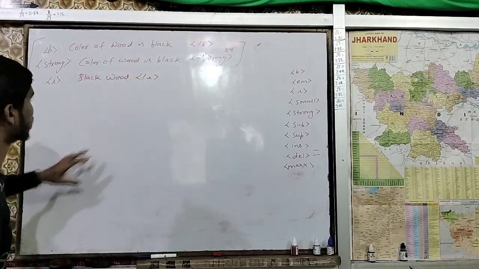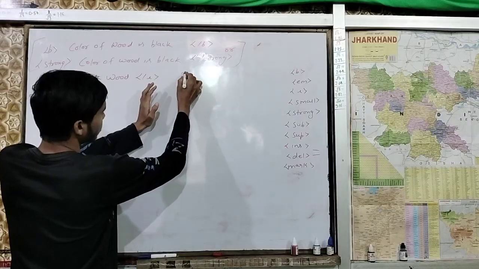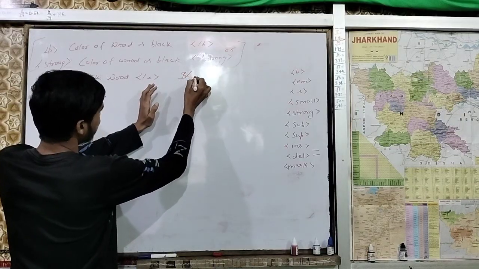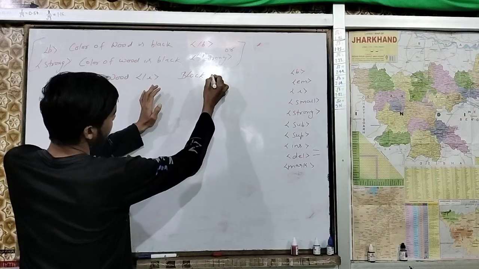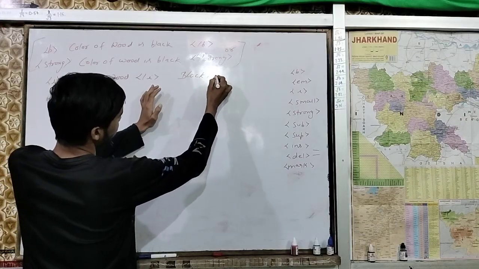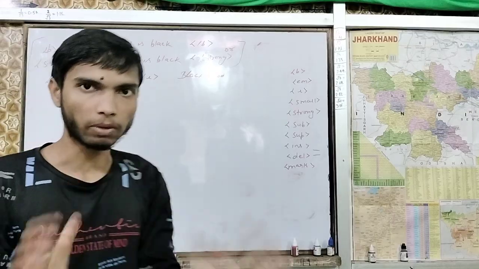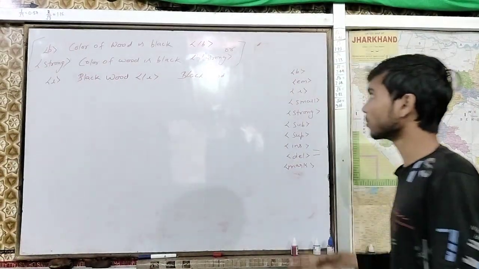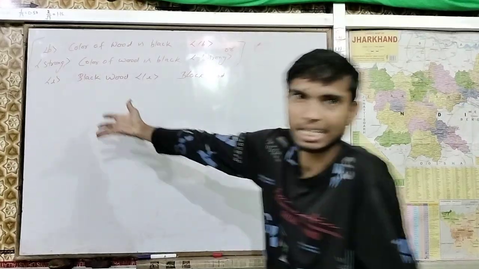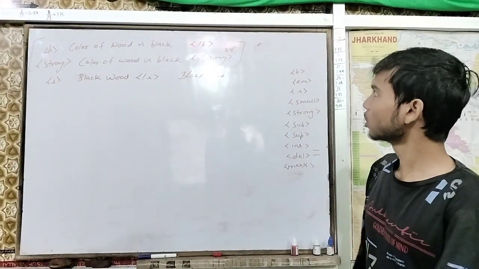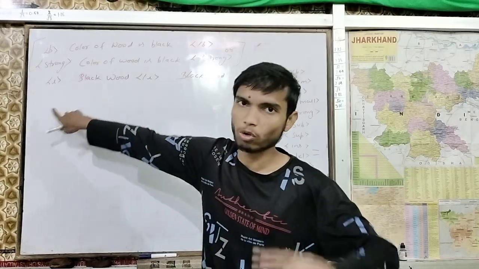This is blackwood. Now you will observe that our text is looking like that. Here B-A-C-K-W-D. It's not perfect, I know, but you will get a feeling of using this italic tag on your website. So here blackwood will look like this when you use the italic tag.